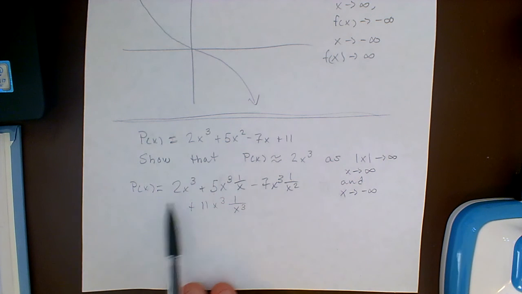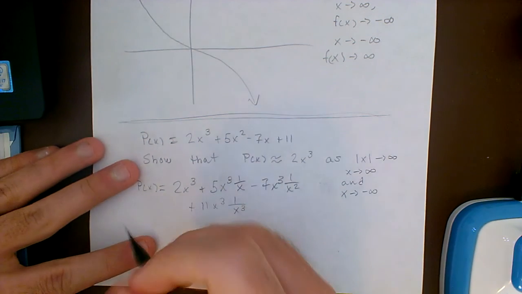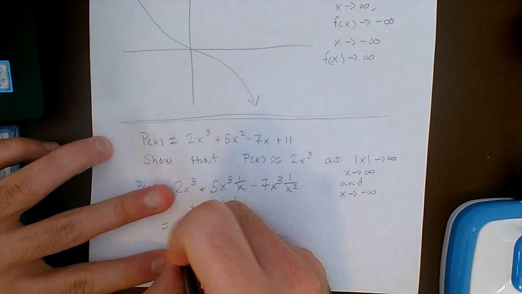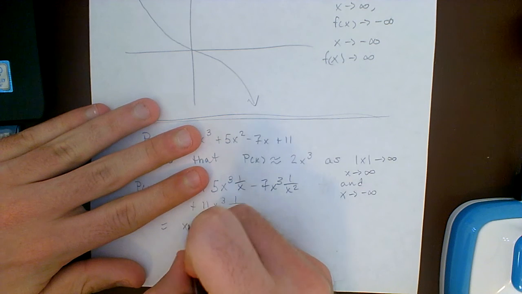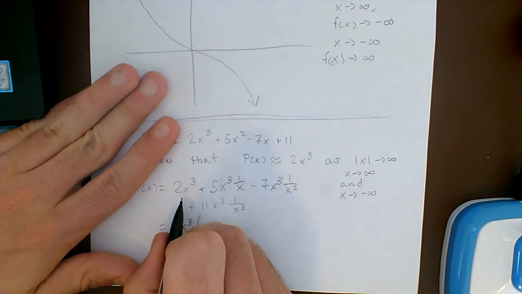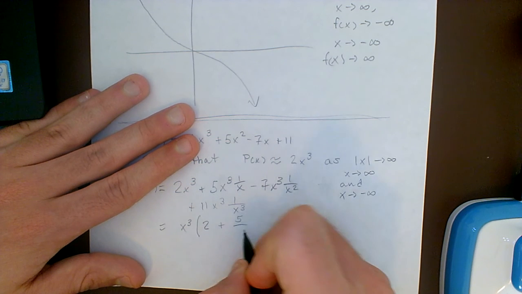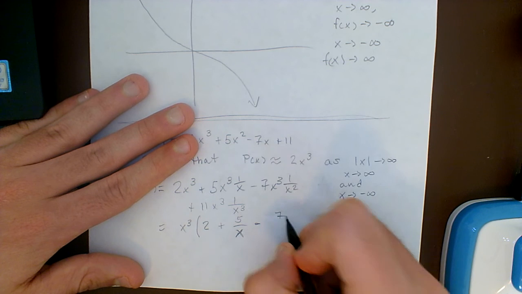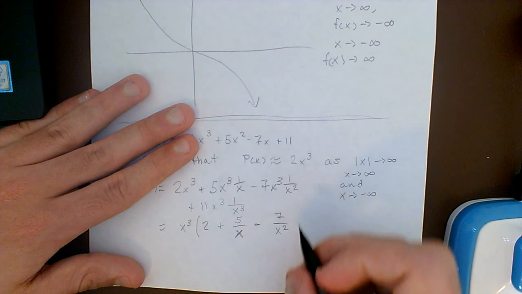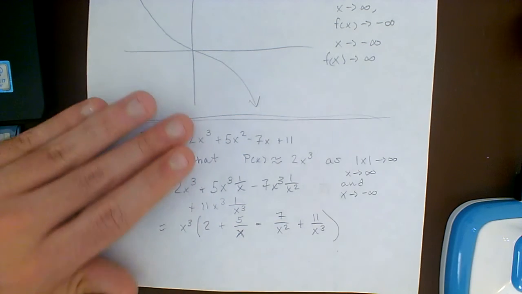Okay, so now we've artificially installed an x cubed term in all four of these terms. So we're going to factor that out of all of them. So we get an x cubed times, if I factor it out of the first one, I get a 2 left over. If I factor it out of this one, I get a plus 5 over x minus 7 over x squared plus 11 over x cubed.